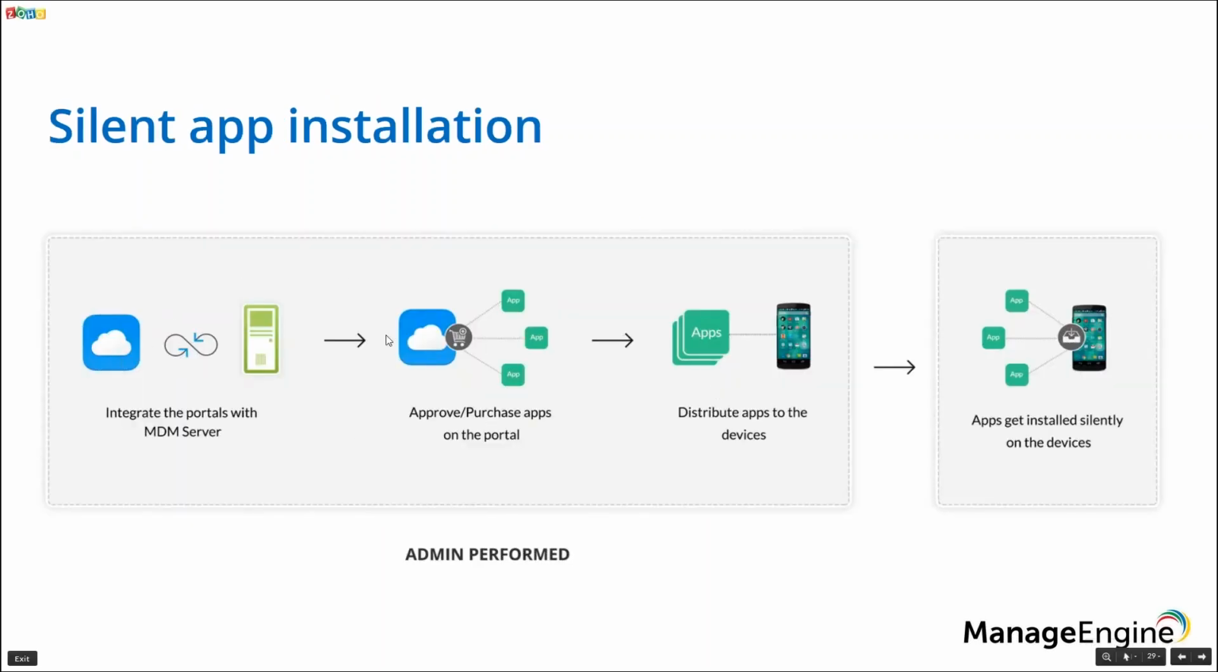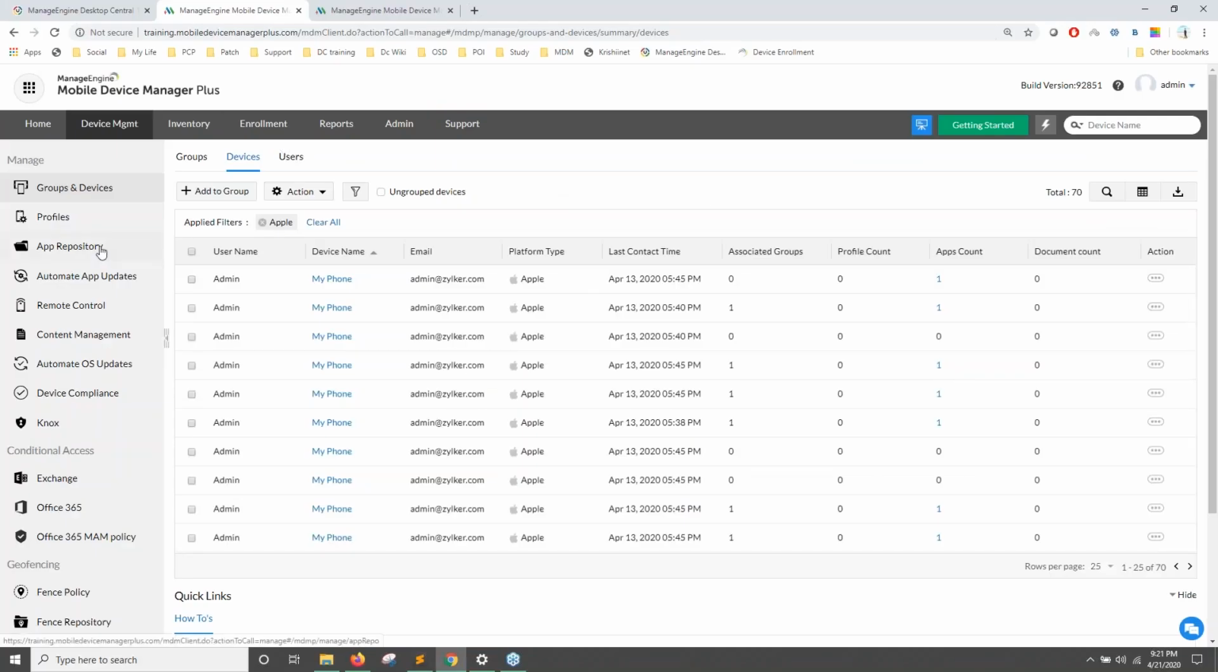And to give the workflow for a silent app deployment, you have to integrate your MDM server with the Apple Business Manager portal, if not Google Play Store. Once the integration is done, then you'll be able to approve applications from the respective portals to distribute to the devices. Let me show you how we can do it for Apple devices first.